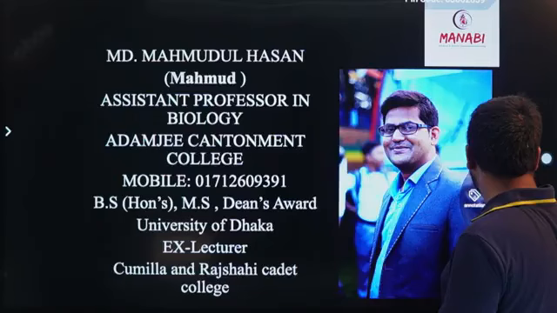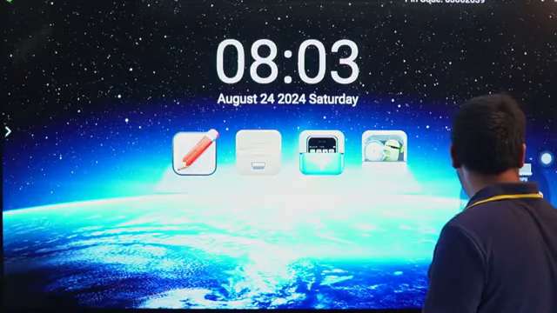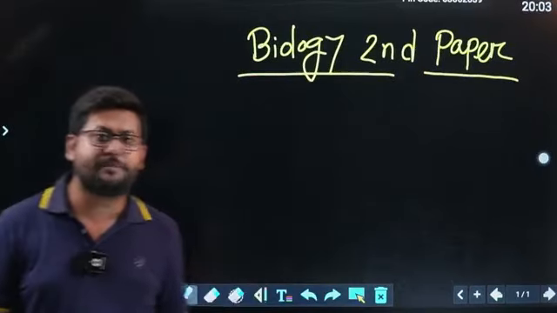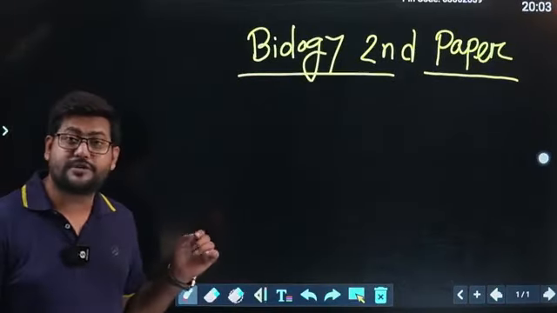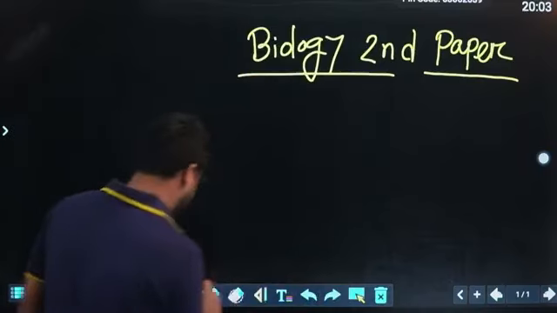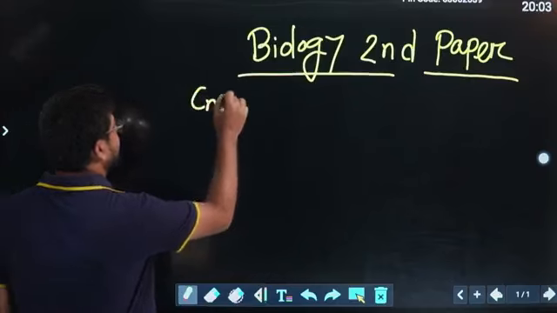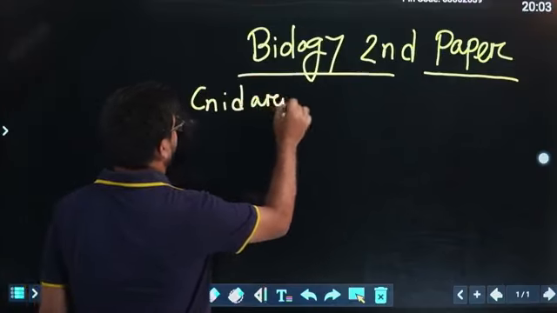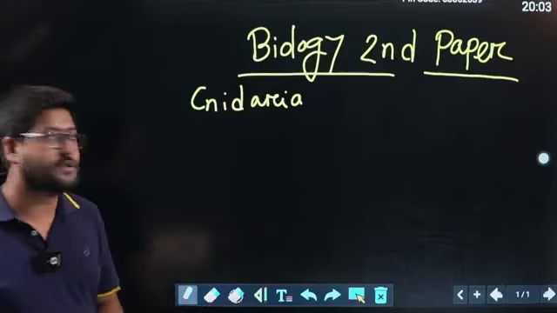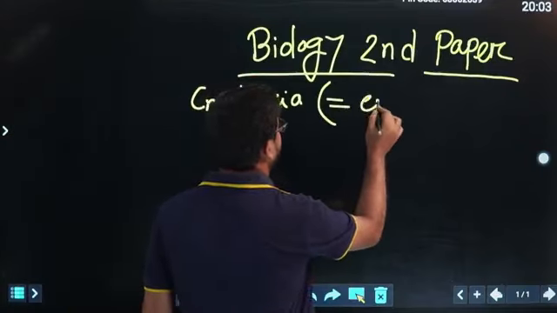It is a topic from Biology Second Paper, the first chapter, and the topic name I said earlier: invertebrate phylum Cnidaria. Okay, so Cnidaria was previously called Coelenterata. So you have to remember the name also.